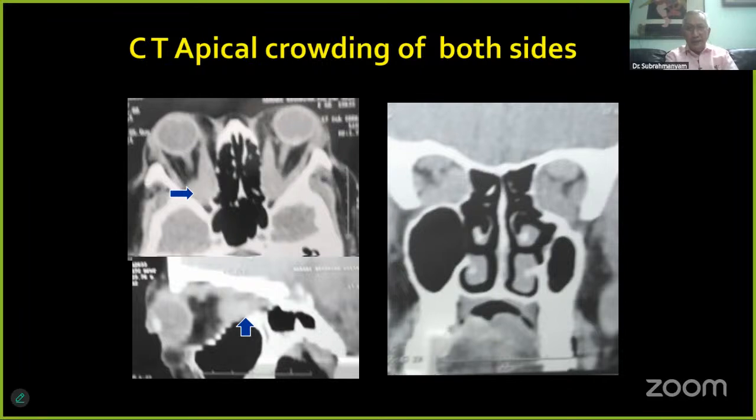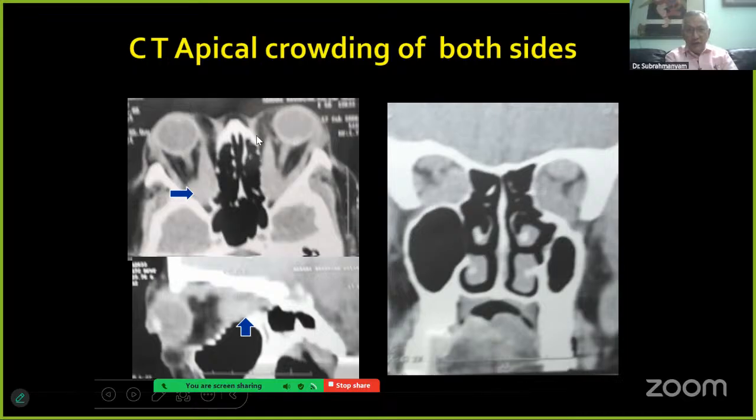This is a picture showing apical crowding at the apex. If you look at the orbit, the medial wall is straight, the lateral wall is at 45 degrees, and so the posterior third of the orbit is very narrow when compared to the anterior parts. In a case of thyroid orbitopathy, where all the four muscles get enlarged, since it is narrowed at the posterior part, it compresses in the posterior part.